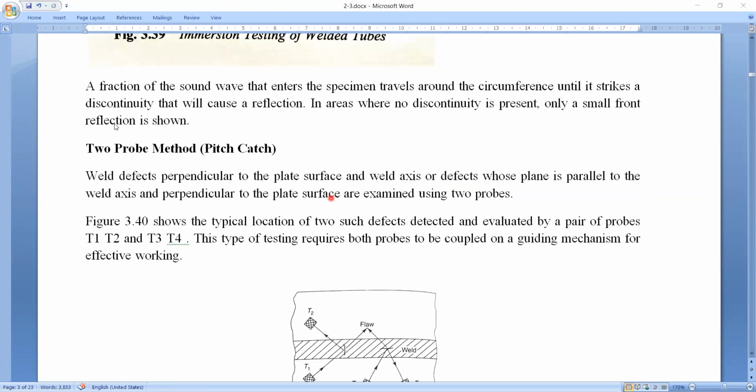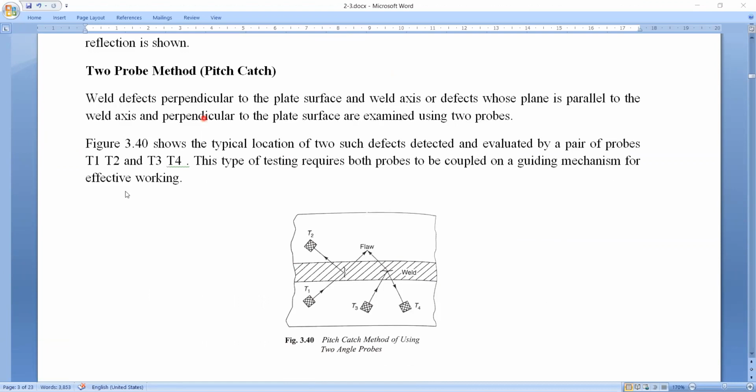Sometimes we use the two probe method for testing the weldment. Suppose this is a weldment. We have different types of cracks: some flaws are perpendicular to the weldment, some flaws are parallel to the weldment. In that case, we can't identify them with a single method, so we use a pair of probes, the two probe method. Here we can see this.